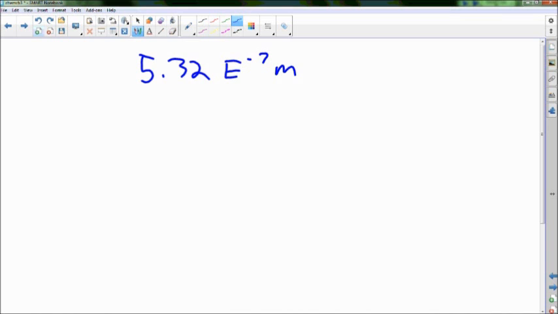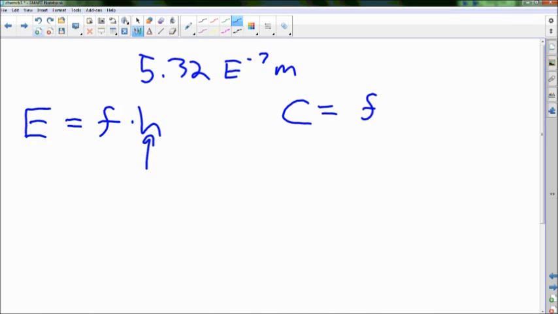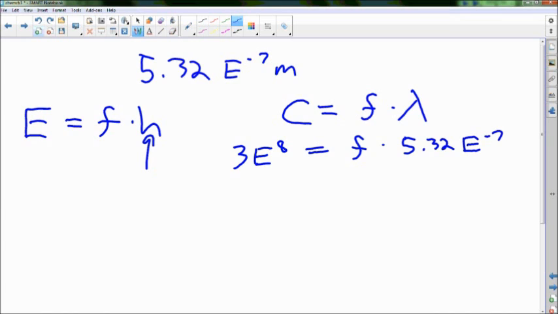Okay, so in this case, we're basically just going to work backwards from where we did. We want to eventually use this equation. We want to figure out what the energy is, so that has to be this equation right here. The problem is we know h, that's Planck's constant, but we don't know what the frequency is. So before we can use this equation, we first have to use our speed of light equation to calculate what the frequency is. Then we can put that frequency into the other equation. So here again, we would put 3 e to the 8th equals frequency times 5.32 e to the negative 7th. In this case, we will divide.